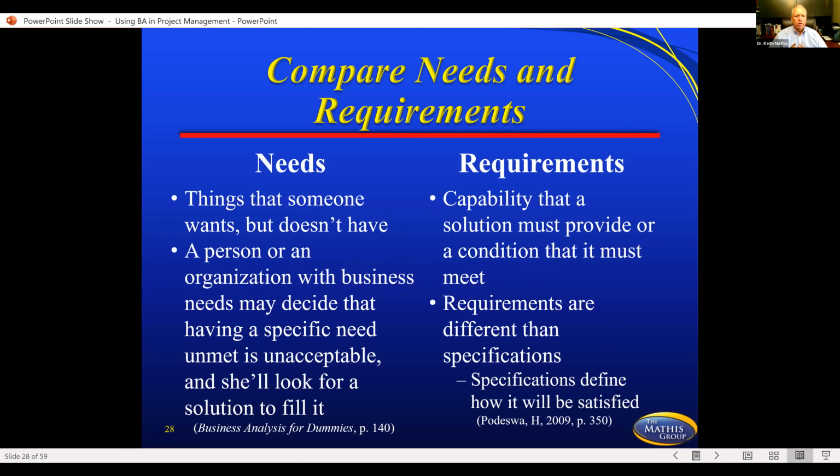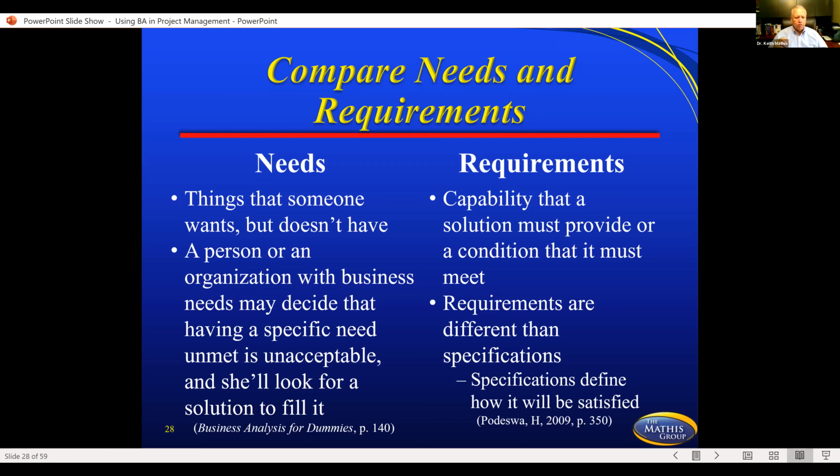A person or an organization with business needs may decide that having a specific need unmet is unacceptable, and they'll look for a solution to fill it. And this is where the salespeople a lot of times get connected. Now, what you're looking for is the real requirements of that project. A requirement is a capability that a solution must provide, a condition that it must meet.